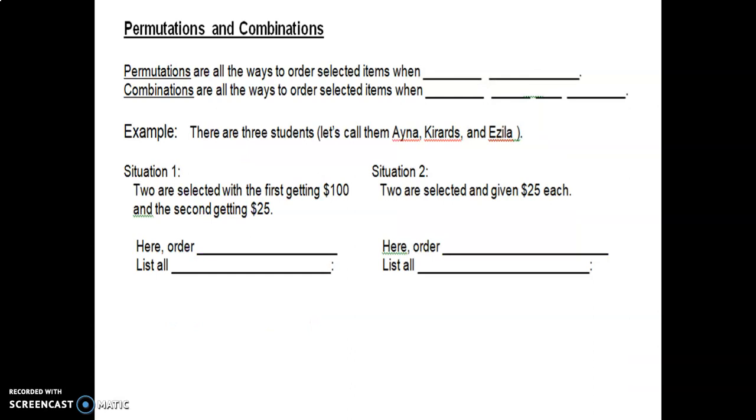To begin, we're going to compare permutations and combinations. Permutations, to define it, are all the ways to order selected items when the order matters, and combinations are all the ways to order selected items when order does not matter. Let's look at what that means through this example.